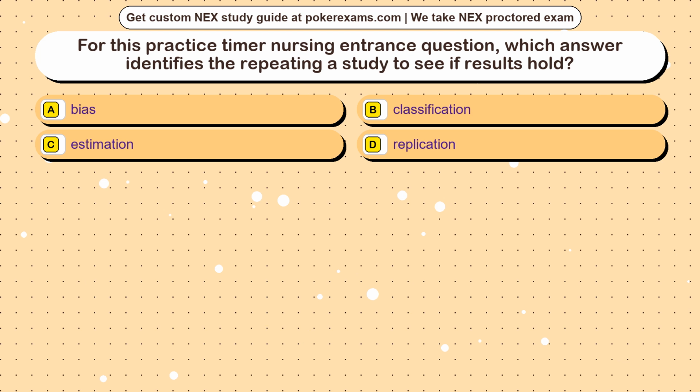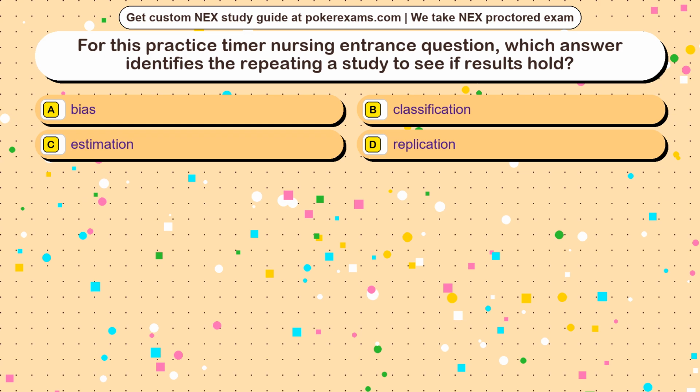Question 13. For this practice timer nursing entrance question, which answer identifies the repeating a study to see if results hold? Option A, bias. Option B, a classification. Option C, estimation. Option D, replication.